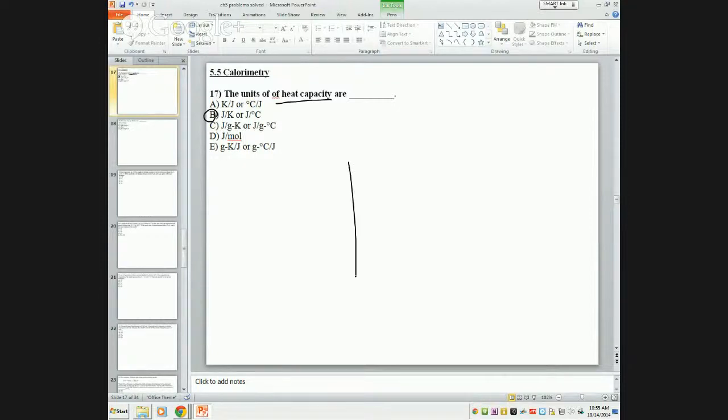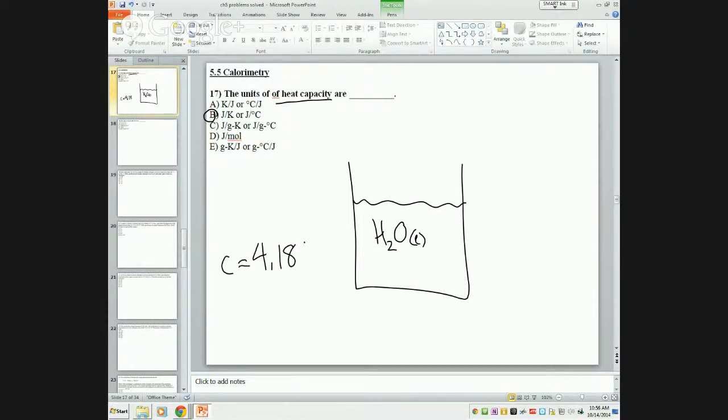So what that's really saying is, if we were to picture a calorimeter filled with H2O, like a simple calorimeter that we'll do in class, the specific heat for water, which is usually a little c, is 4.18 joules per gram degree Celsius. That's saying, if you know how many grams of water you have, you can figure out how much heat you need to change that temperature.